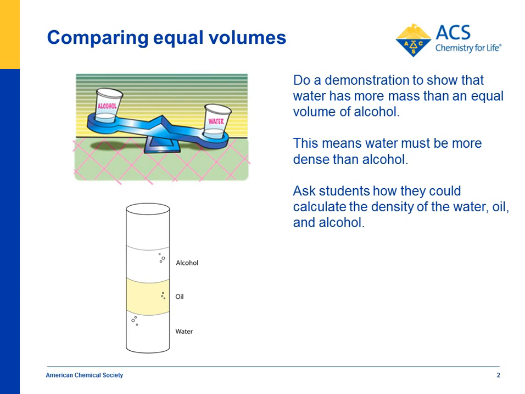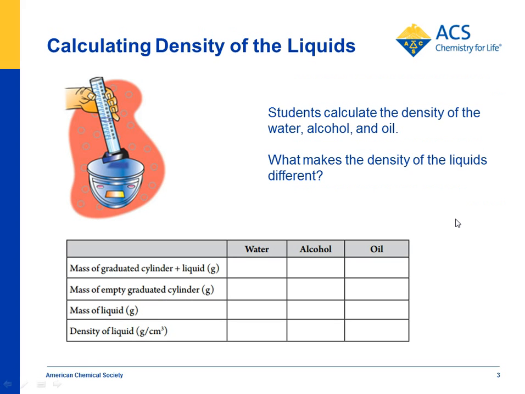So you ask students if they can calculate the density of the three liquids so that you can determine the density of each one and see if this stacking makes sense. So that's what students figure out how to do. They take the same volume of water, alcohol, and oil, and they get the mass of the graduated cylinder plus the liquid, and the mass of the empty graduated cylinder. Then if they subtract the mass of the empty one from the mass of the one with the liquid, they get the mass of the liquid. If you know the mass of the liquid and you know its volume, you can figure out its density. So they calculate the density of water, alcohol, and oil, and they find out that it does make sense that water is the most dense, alcohol is the least, and oil is somewhere in between.